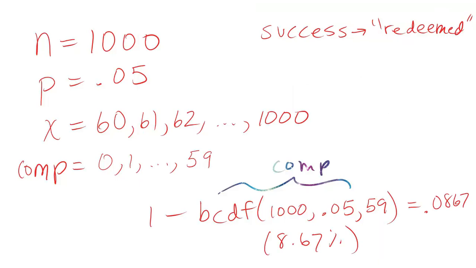There's an 8.67% chance that they're going to run out of shirts. That's not a super high probability, but as I said, it's not negligible. That's not an ignorable amount of the time. They might want to print more than 60 shirts just to make sure. Let's do one more.